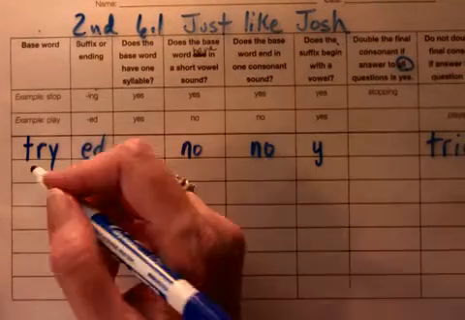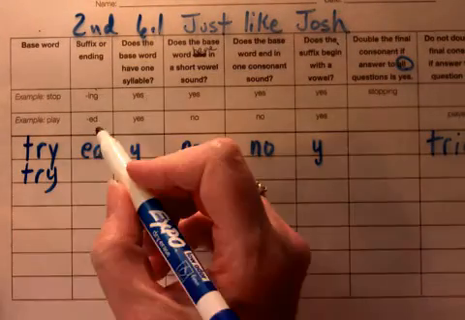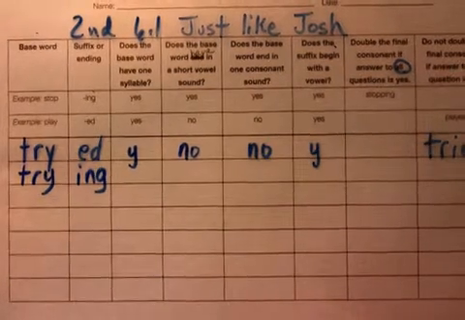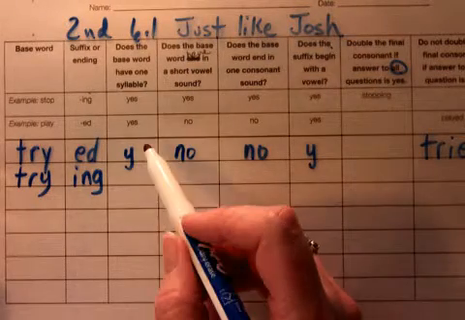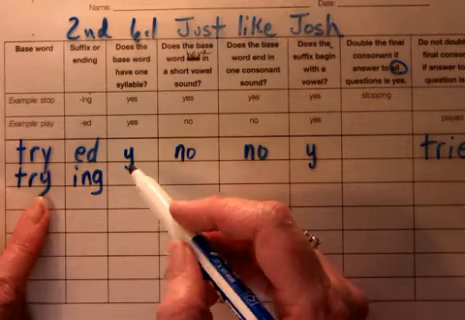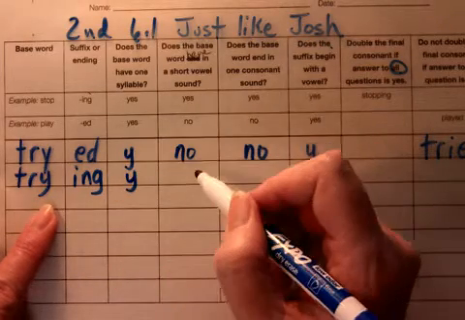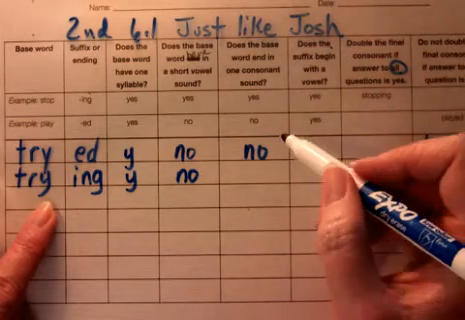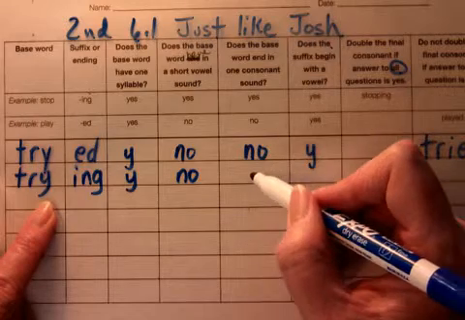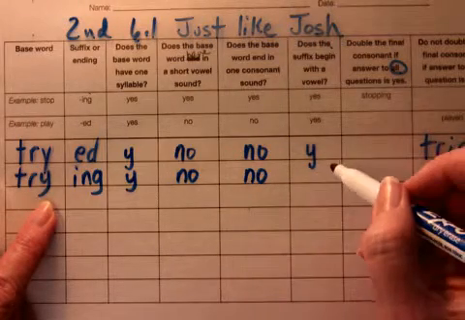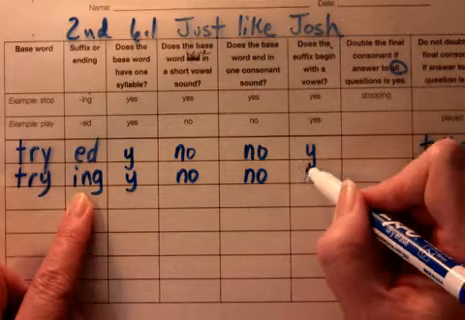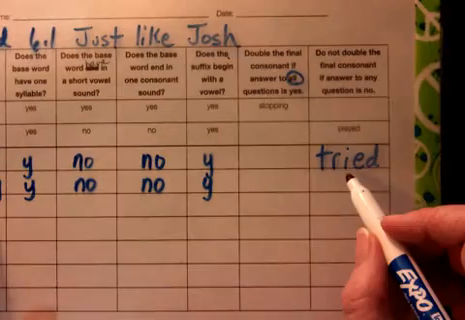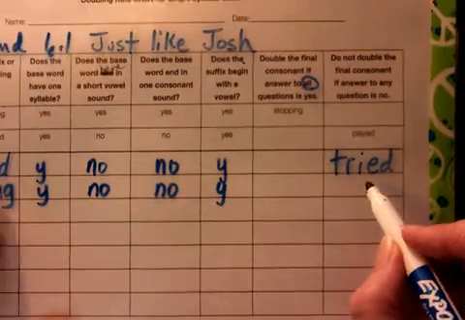The next base word is going to be try and ing. Trying is what we're going to try to make. Let's complete the chart. Does the base word have one syllable? It has one vowel sound. Yes. Does the base word have a short vowel? No, it has the I sound. It's a long sound. No. Does the base word end in one consonant sound? No, it ends in a vowel. Does the suffix begin with a vowel? Yes. It actually begins with an I. There are some no's, so we're going to use this column. We will not be doubling it.